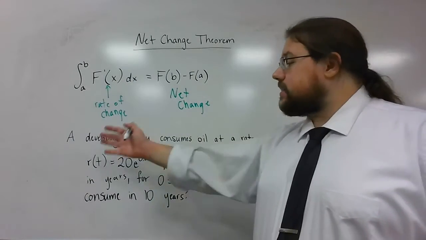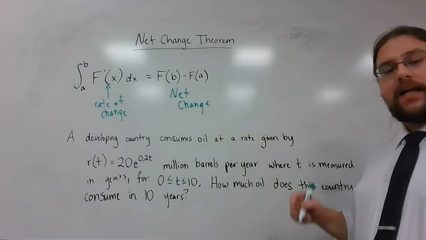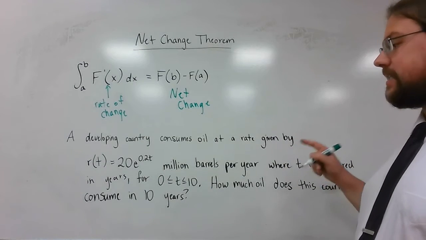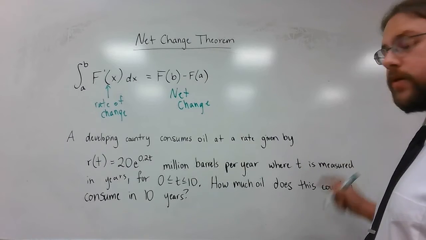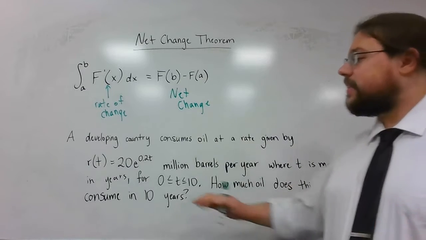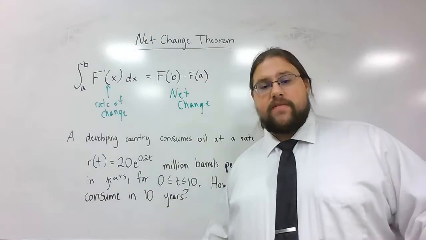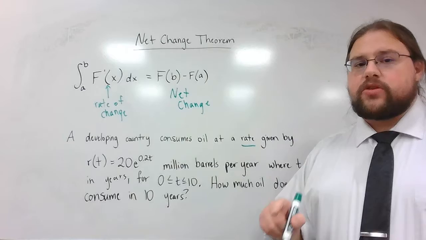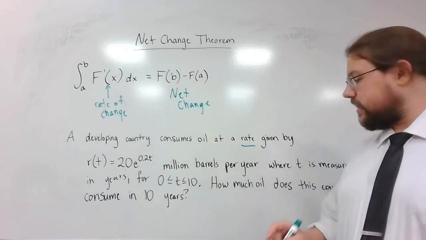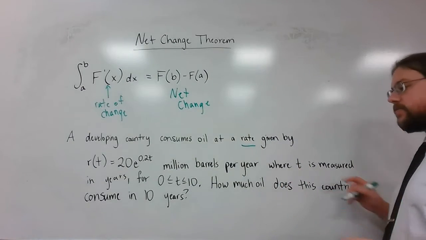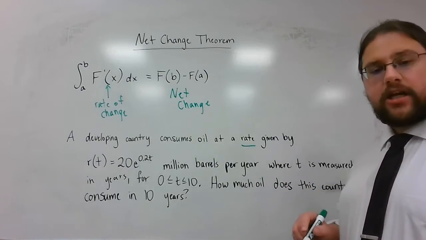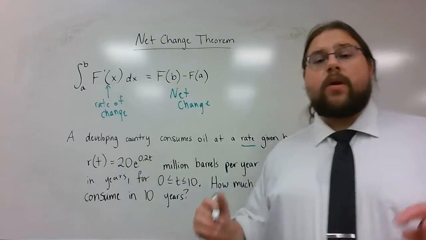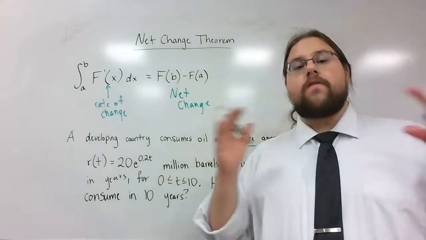In this case, a developing country consumes oil at a rate of R of t equals 20 times e to the 0.2 times t million barrels per year. Now, notice that may not be written as a derivative, but it still says it's a rate of change. So I'm still going to do the net change theorem here. And what we're looking for is, again, t is measured in years from 0 to 10. How much oil does that country consume during those 10 years? So again, we have the rate, and we want to know how much change there was over that time.